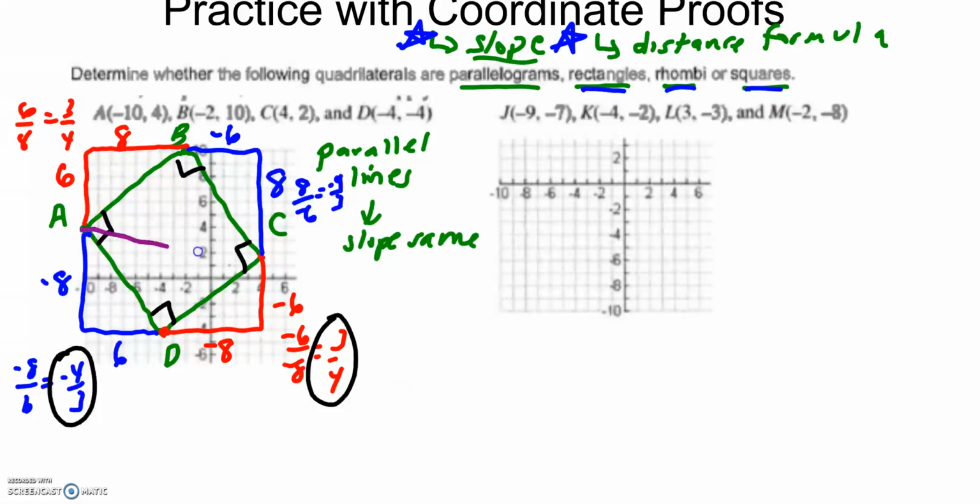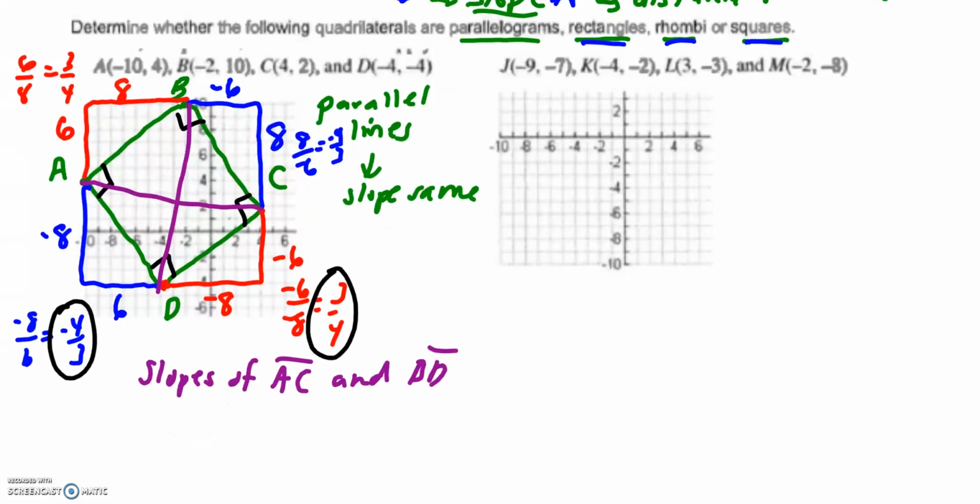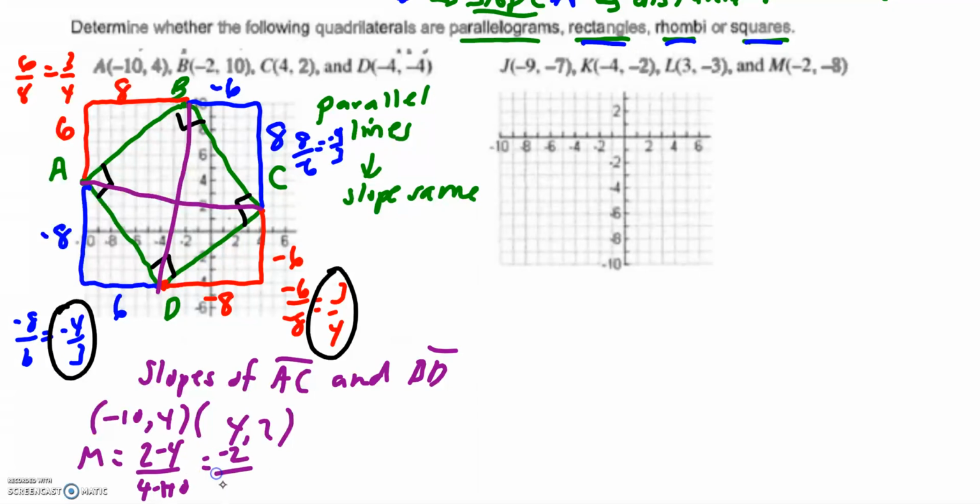Well, if I draw my diagonals in, in a square, the diagonals are perpendicular. So let's check the slopes of AC and BD. So point A is (-10, 4). Point C is (4, 2). So if I find the slope the old-fashioned way, 2 minus 4 over 4 plus 10, that would be -2/14 or -1/7.